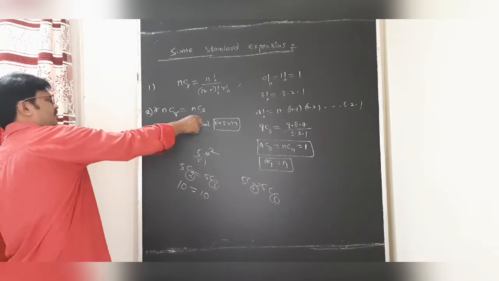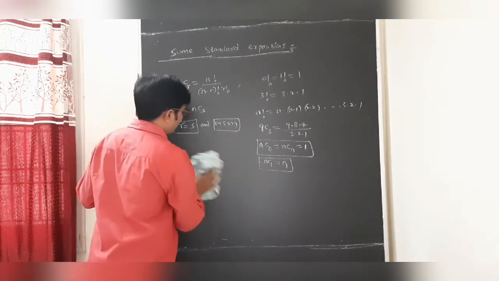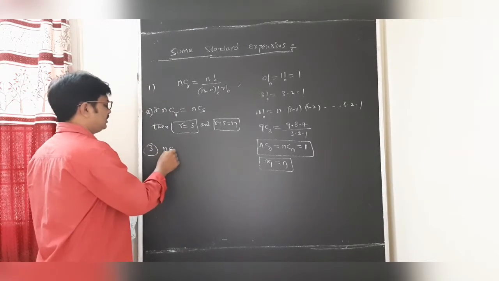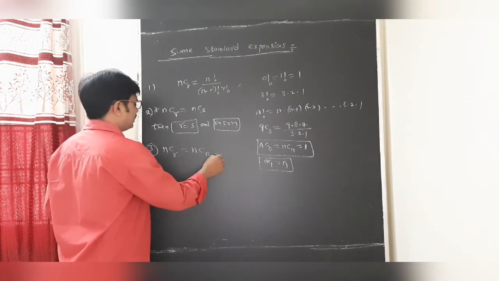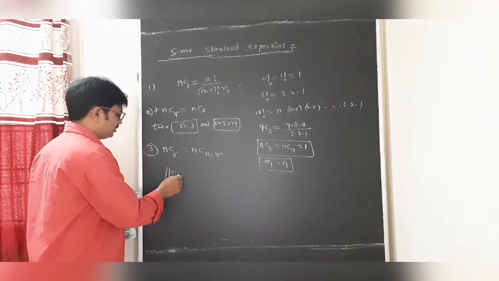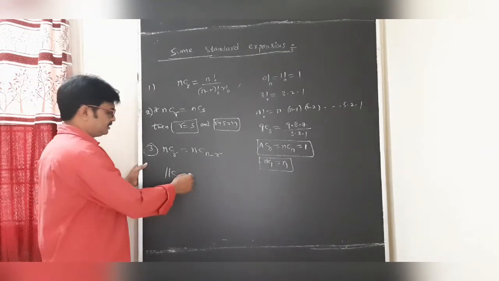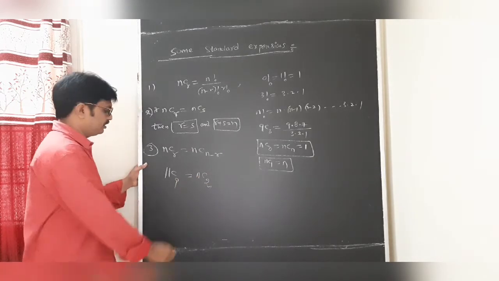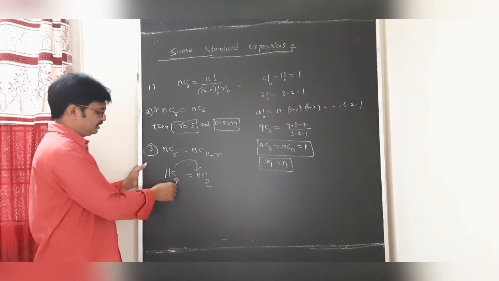Therefore, the sum of the suffixes R plus S equals N. And the third property is NCR equals NC N minus R. Suppose 11C9, how do we find the 11C9 value? This can be written as 11C, 11 minus 9, which is 2. It is very comfortable to find the 11C2 value when compared with 11C9.